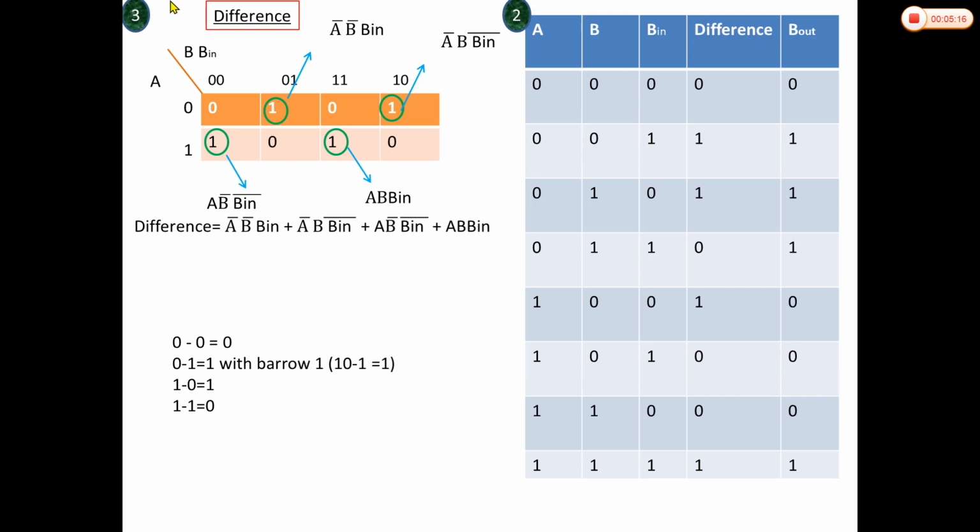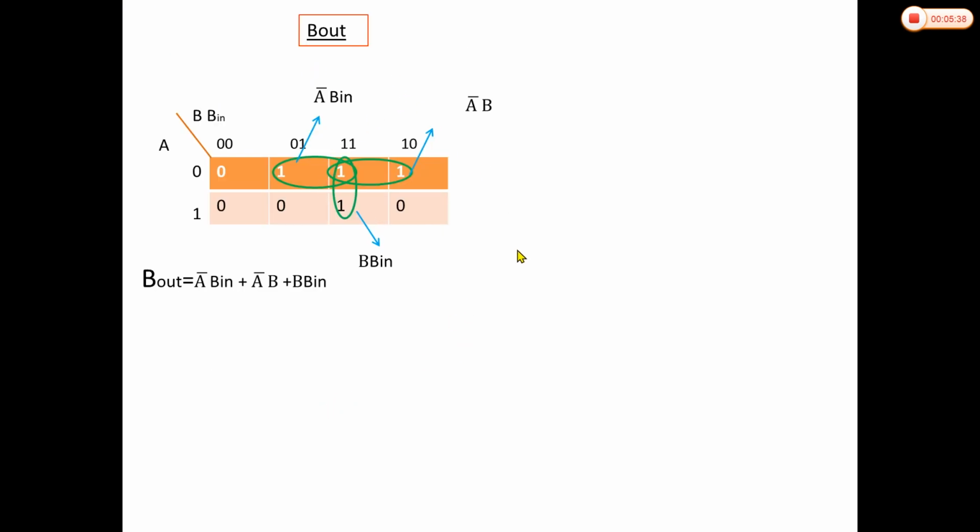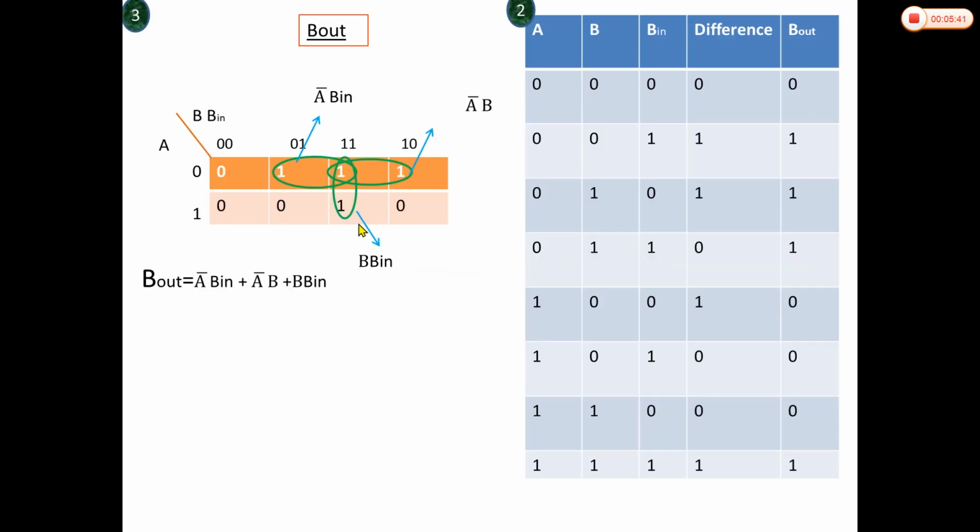So the logical expression for the difference is A bar B bar B in plus A bar B B in bar plus A B bar B in bar plus A B B in. That is the logical expression for the difference. Next you have to write the logical expression for the borrow out. Borrow out is logic 1 for the inputs 0 0 1. Here we write the 1 for the 0 0 1. Next 0 1 0 also 1.